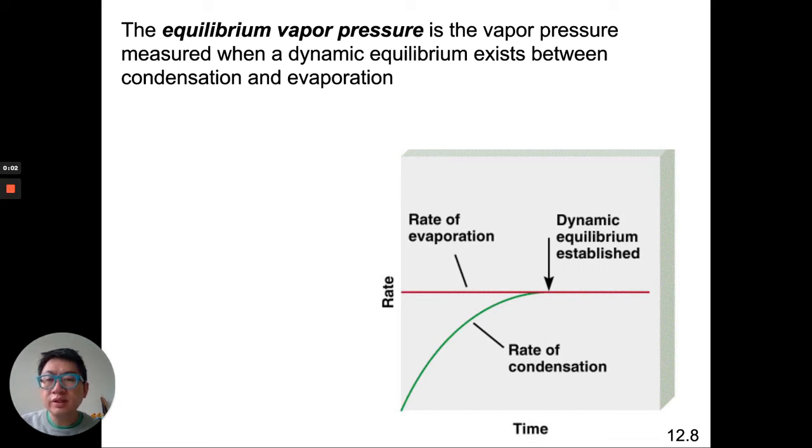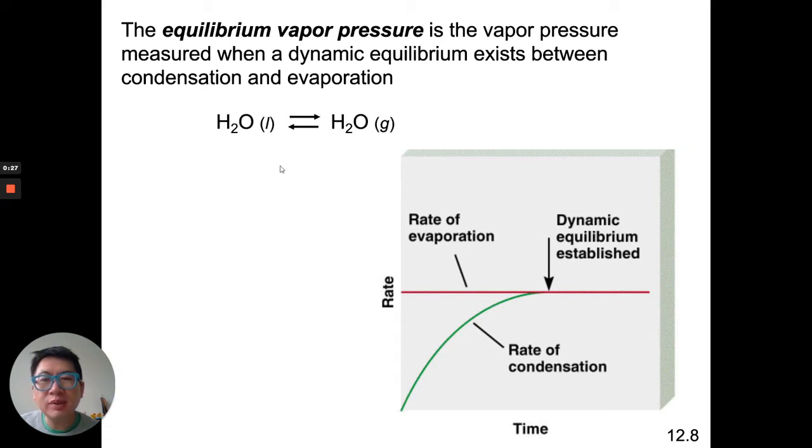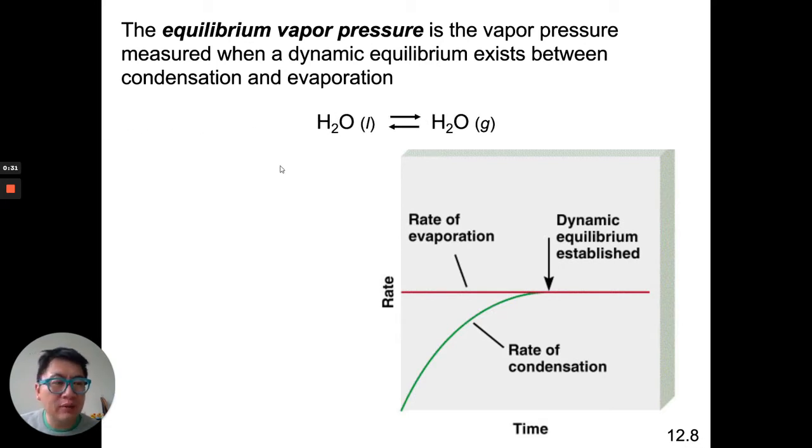So now we are going to finish up the chapter 12 notes, and we're talking right now about equilibrium vapor pressure. I'm going to define it first and then explain probably how it's measured, then finish up the slide. So let me first define it. Equilibrium vapor pressure is the vapor pressure measured when dynamic equilibrium exists between condensation and equilibrium. That's a lot of words, so it's probably easier if I just show you an example or show you how it's measured first.